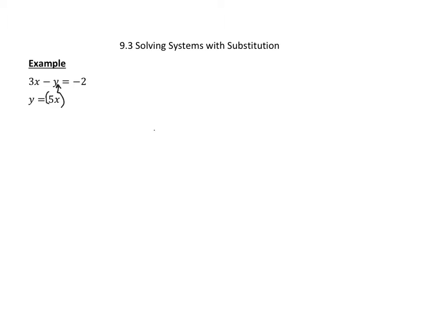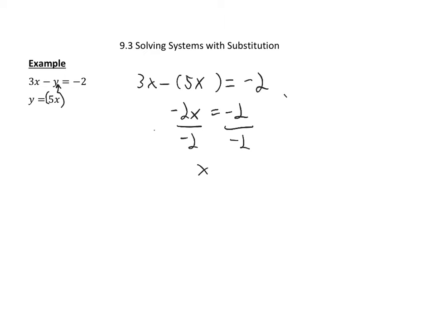So what we would have is 3x minus, replacing y, and you always want to put it in parentheses so that you know what to do with the things around it. You would have 3x minus (5x) equals negative 2. So 3x minus a positive 5x. So 3x minus 5x is negative 2x equals negative 2. We divide by negative 2, and what we get is that x equals positive 1.